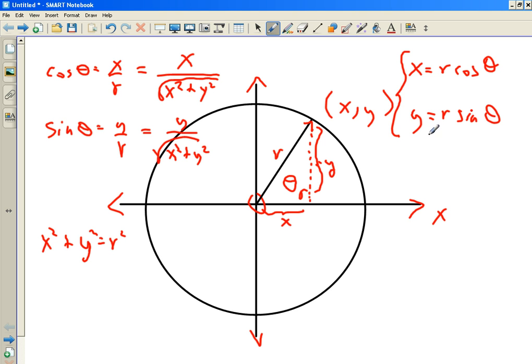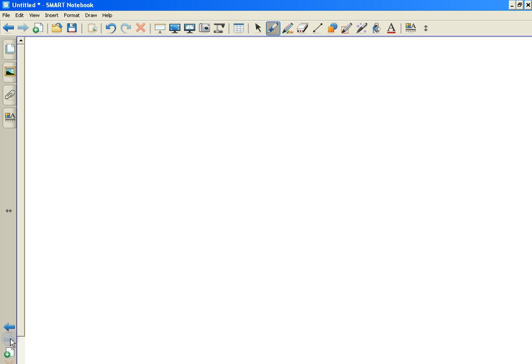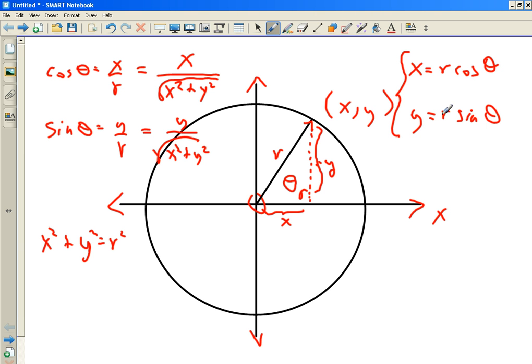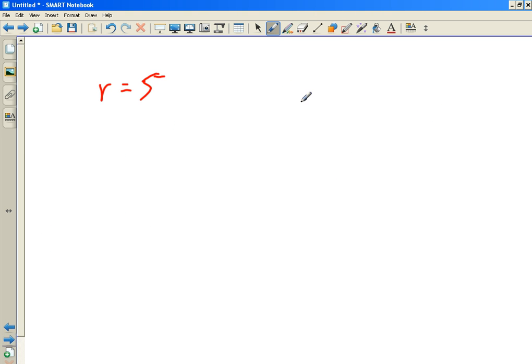What if I said that r is a constant? I don't know, 5. All right, so that means, now what does that mean? I'm just plugging in 5 here. So x of theta is 5 cosine theta, and y of theta is 5 sine theta. I could use parametric mode on the calculator to graph this path. I could use polar mode to graph this path.